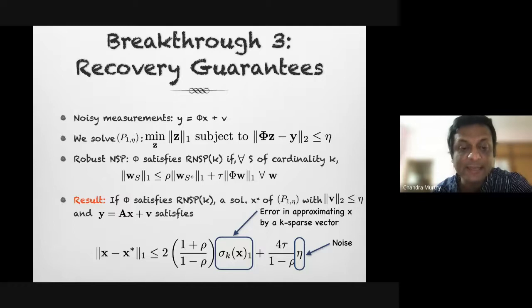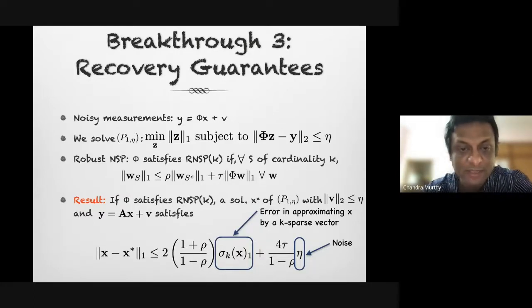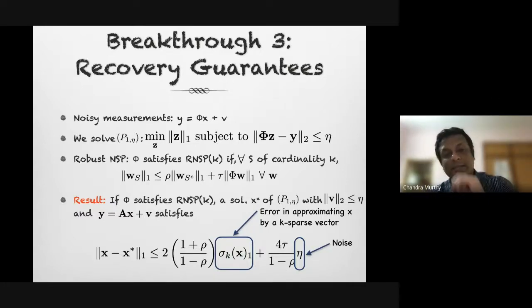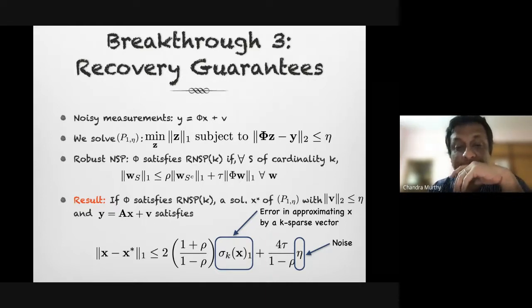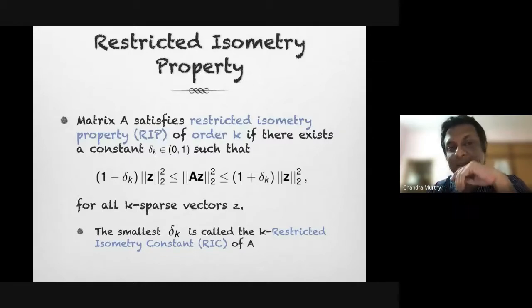So in this case, the property that we used is what is called the robust null space property, which is written mathematically here, but for the moment I won't go into the detail of what this RNSP is and what it means, unless there are specific questions from people who are interested to know about it. But suffice to say for the moment that phi is a measurement matrix which satisfies this property called RNSP of order k.